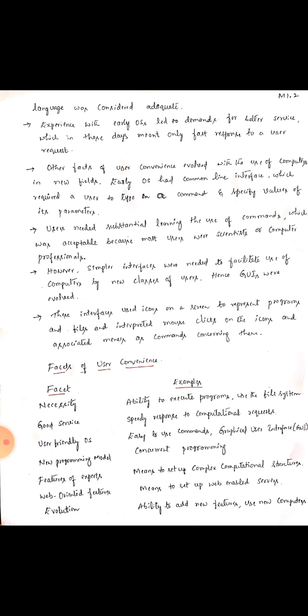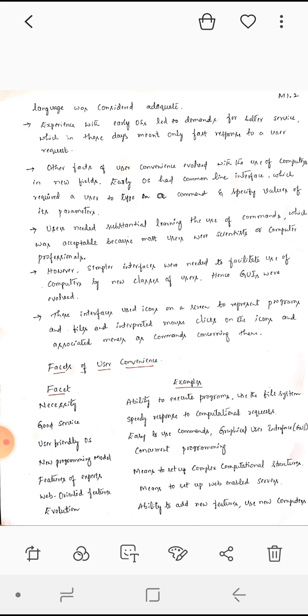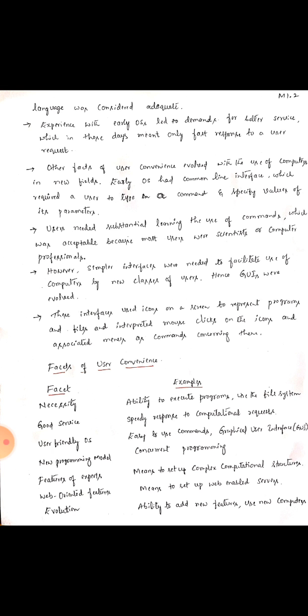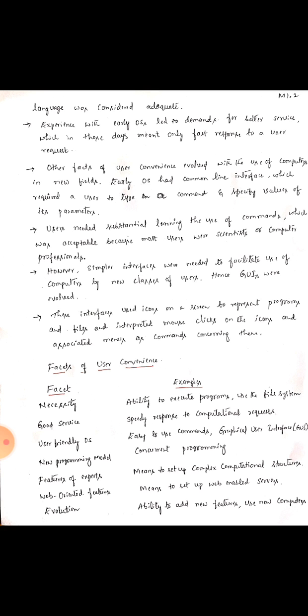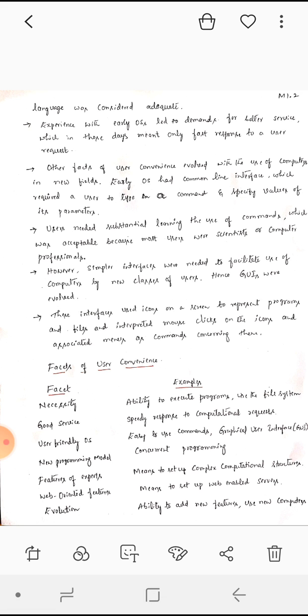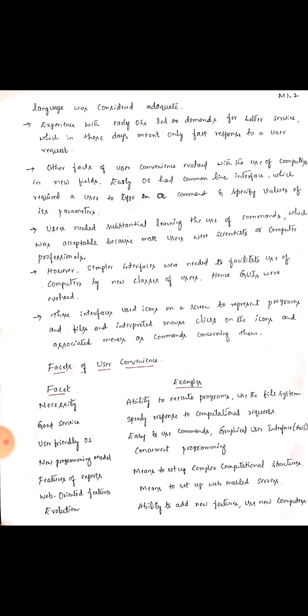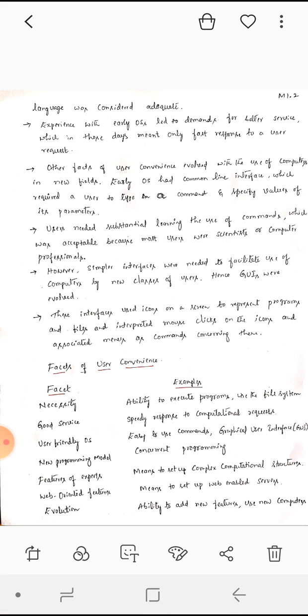Of course it was accepted by everyone, because most of the people who were using this software were scientists and computer professionals. But still, that is not user convenient, because it should be used by even a common person too, right? Therefore, simpler interfaces were needed to make computers usable by new classes of users. New classes of users means even a person with less education should know how to use a computer.